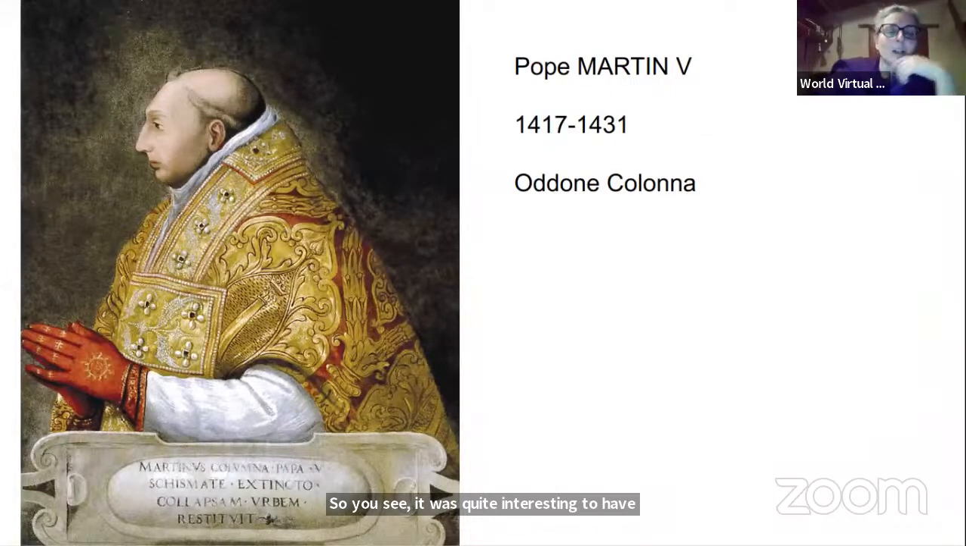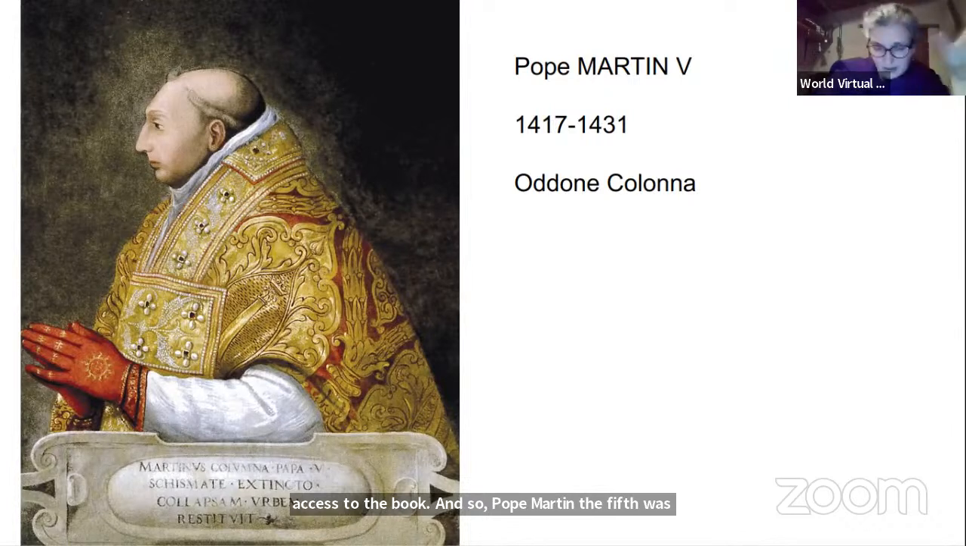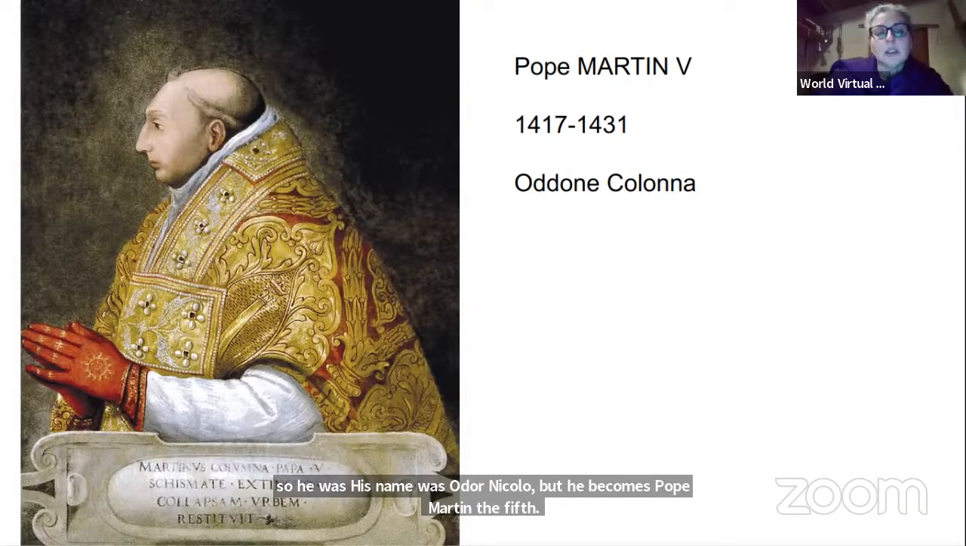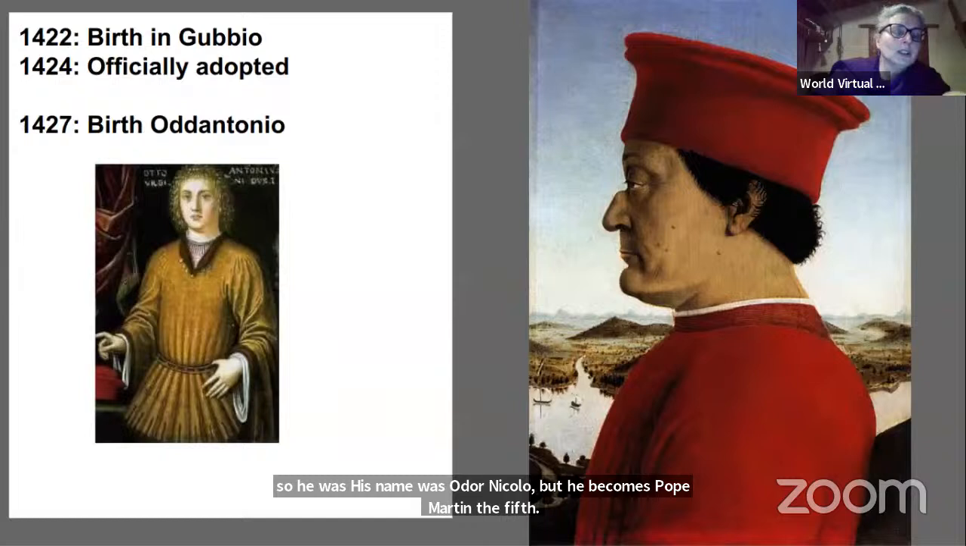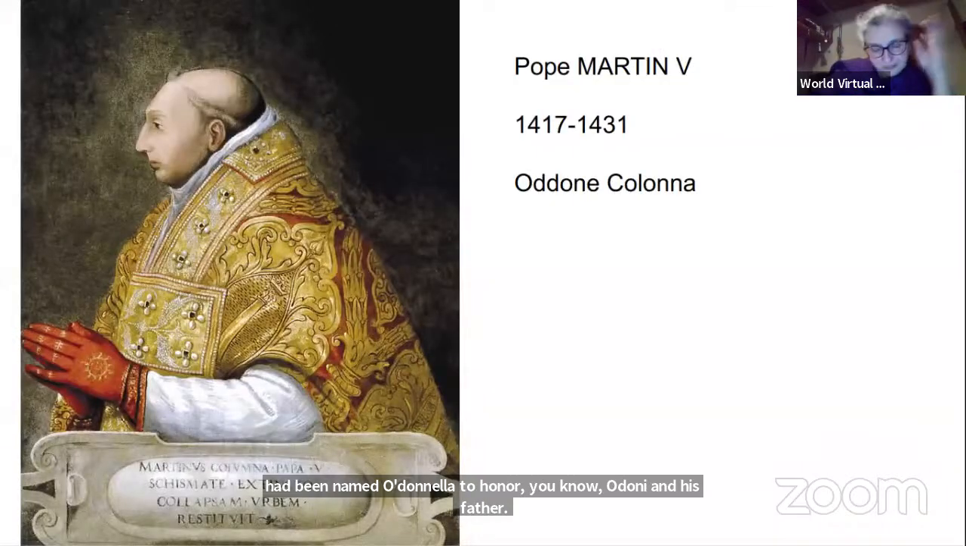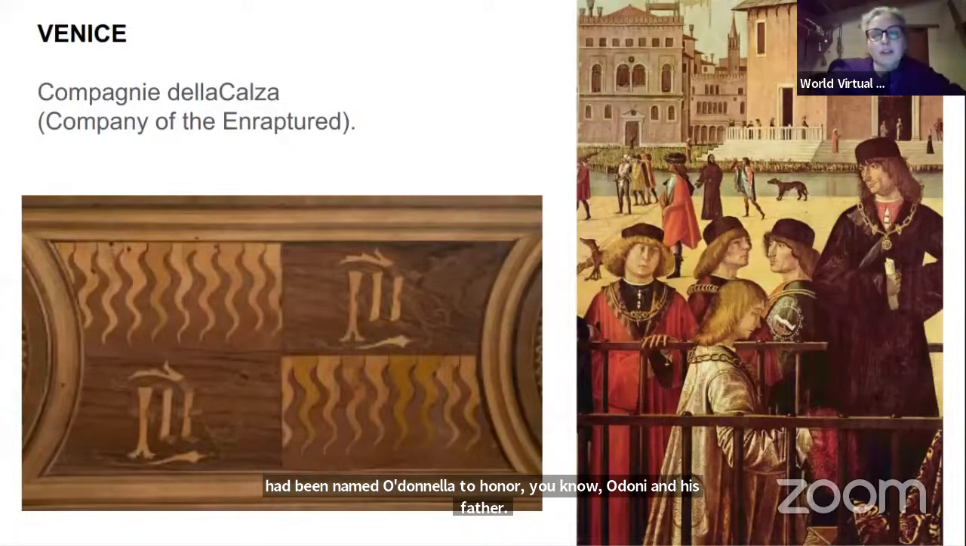So you see, it was quite interesting to have direct access to the Pope. And so Pope Martin V, who was also a very important Pope, but I don't want to go into that, even if it's important. His name was Oddone Colonna, but he becomes Pope Martin V. So he was the uncle of Oddantonio, and Oddantonio had been named Oddantonio to honor Oddone and his father, Guidantonio. I hope it's not too complicated. Now, let's go back to Federico.